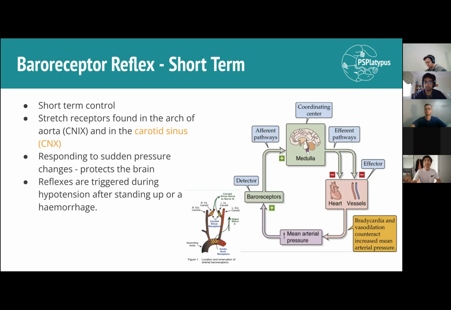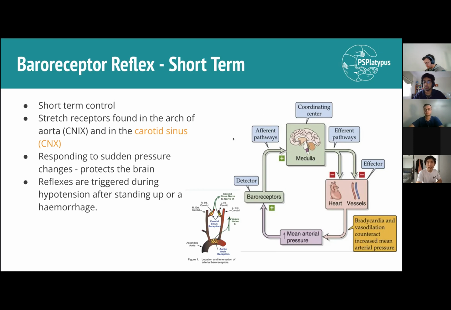That's why in clinical skills, you're often told not to palpate for the carotid pulse on both sides at the same time, because pressing down will increase the baroreceptor firing rapidly, and that will cause your parasympathetic tone to increase rapidly, causing your heart rate to drop. That's why you sometimes have patients that faint because you've pressed on their carotid sinus. And basically, yeah, it's used to protect the brain.